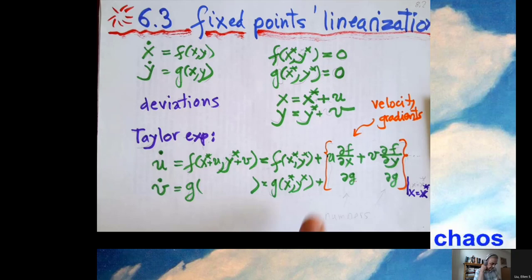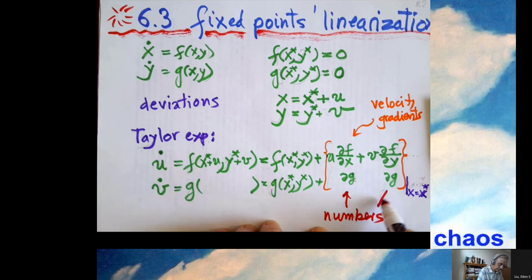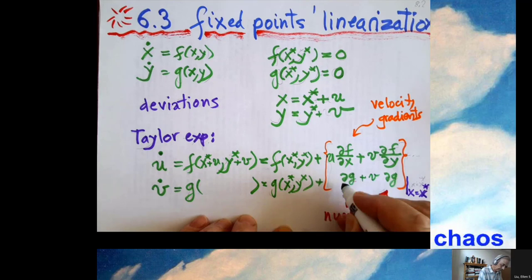So this is something that's linear in deviations, and each deviation is multiplied by a number because it's not a function anymore, because I'm evaluating it at the fixed point itself. So these things are numbers. And we'll work some examples to show them. You can fill out everything here as you wish. But that's the spirit of it.